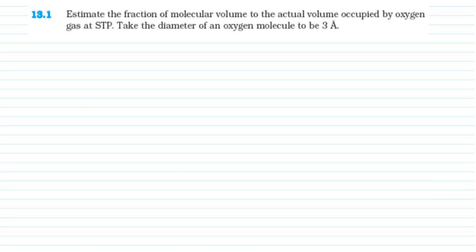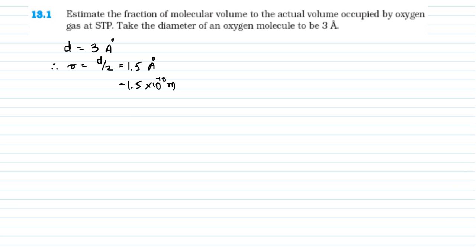13.1 Estimate the fraction of molecular volume to the actual volume occupied by the oxygen at STP. Take the diameter of the oxygen molecule. What is the diameter? Here the diameter of the oxygen molecule is 3 angstrom. And therefore, what is the radius? Its radius is half of the diameter, that is 1.5 angstrom, 1.5 into 10 raised to minus 10 meter.